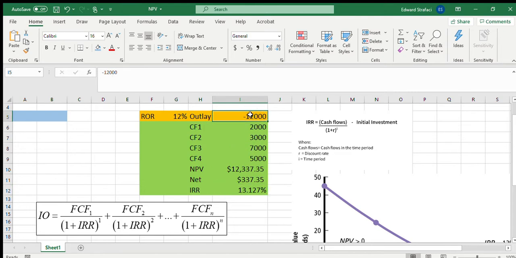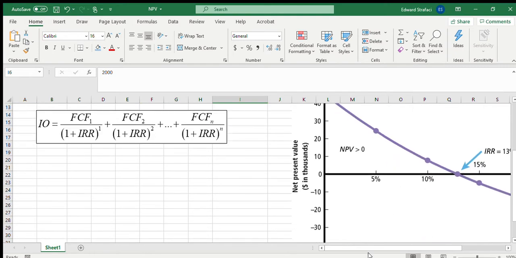If I was to make the outlay a bigger number, notice that the IRR would now drop to 4.47% because I had to lay out more money. If I was to make this a smaller number, we would have a much higher rate of return. So that's what IRR does for us. It tells us the rate of return on our investment once we've inputted the outlays and the cash flows.